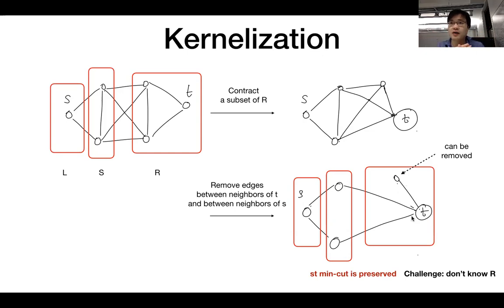First, how large do we need to reduce, how to get rid of the unused edges? What would be the appropriate size of the kernel? And another challenge is that we don't know the set R to begin with. How do we handle this? Then there are two things in mind.